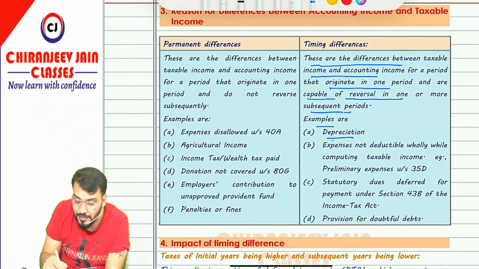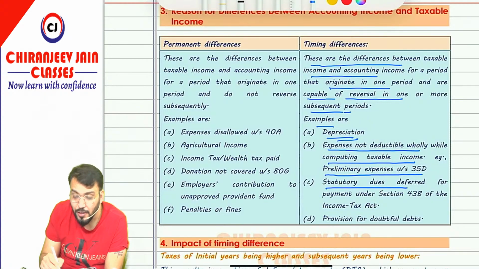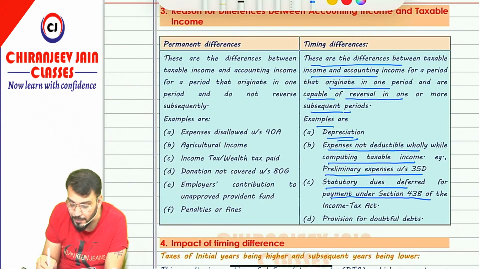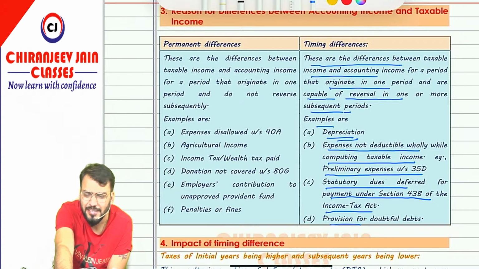Some examples are depreciation expenses not deductible wholly while computing taxable income. For example, preliminary expenses under section 35D, or statutory dues deferred for payment under section 43B of the Income Tax Act. We know that if some payment under section 43B is deferred, it is not allowed in this year. Or provision for doubtful debt is not allowed under income tax, and it will be allowed only when the actual bad debt is incurred. Understood now? So these are some examples of timing difference. There may be many examples also.